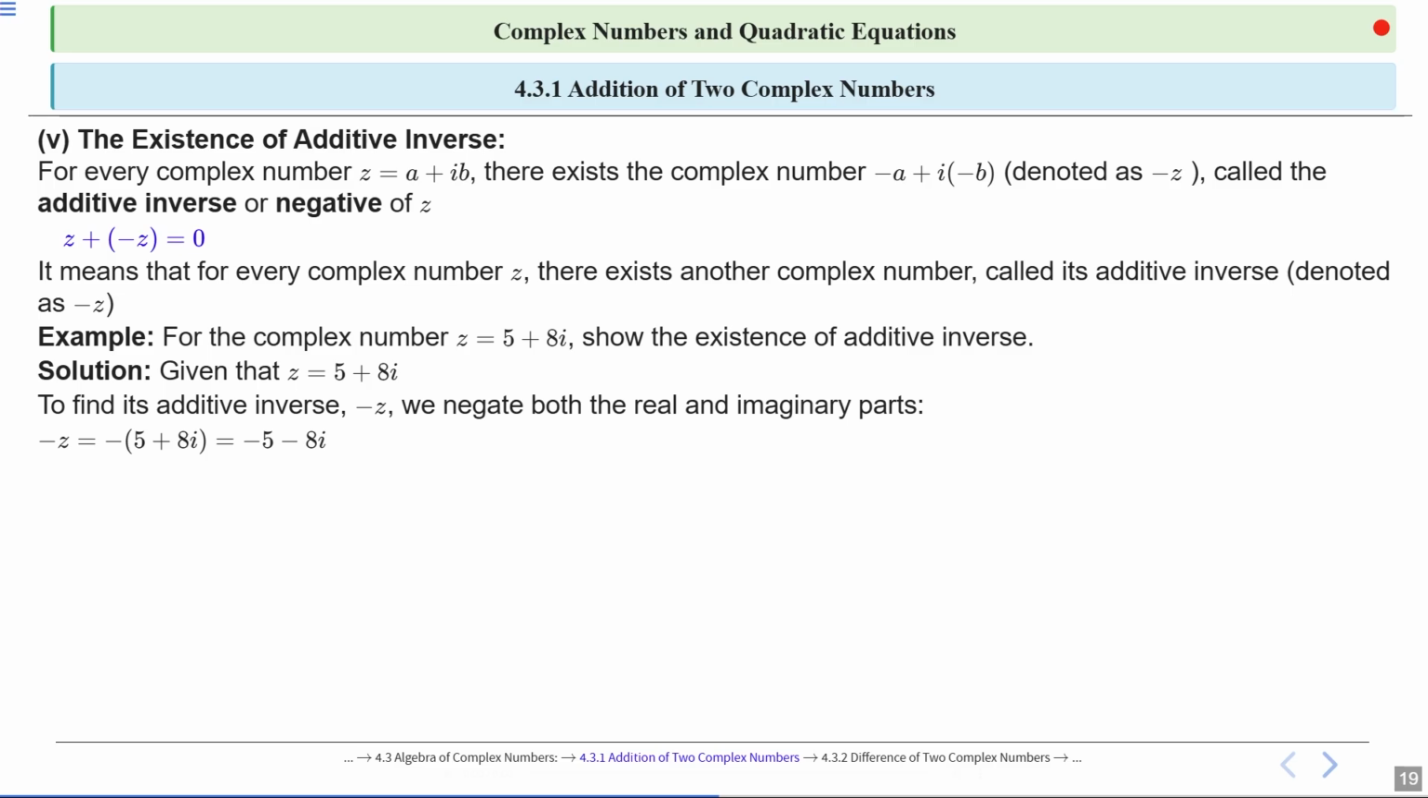So if we now add 5 plus 8 times iota and minus 5 minus 8 times iota, then we should get 0. We know that if Z1 equals A plus iota times B and Z2 equals C plus iota times D, then Z1 plus Z2 equals A plus C plus iota times B plus D.